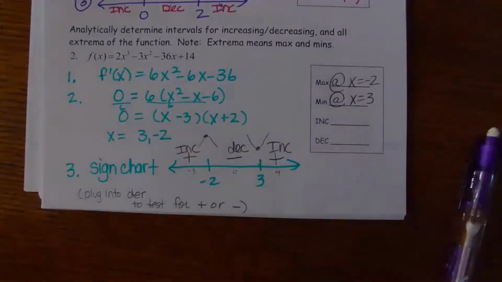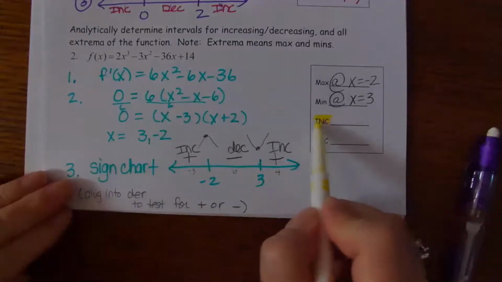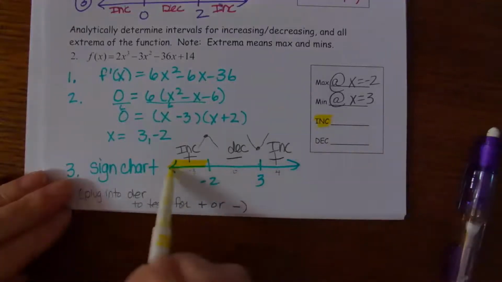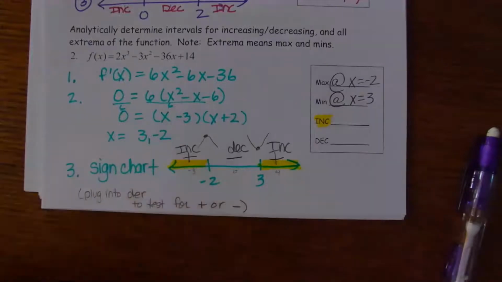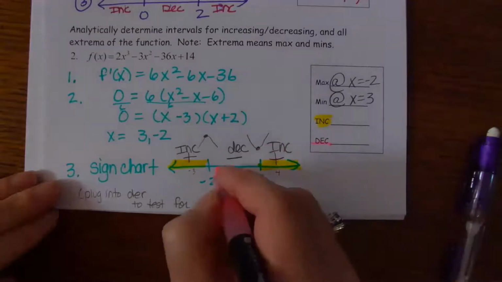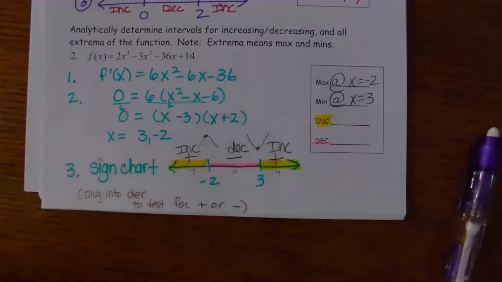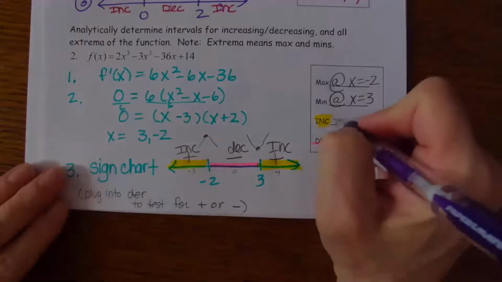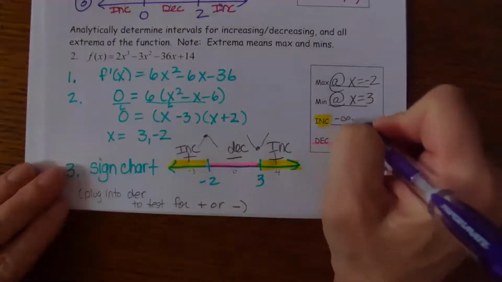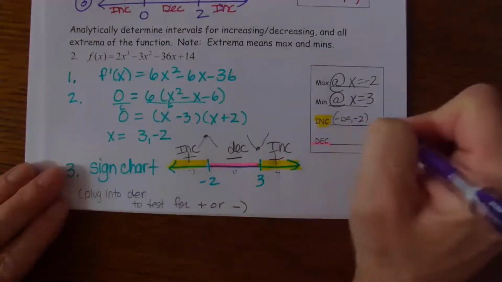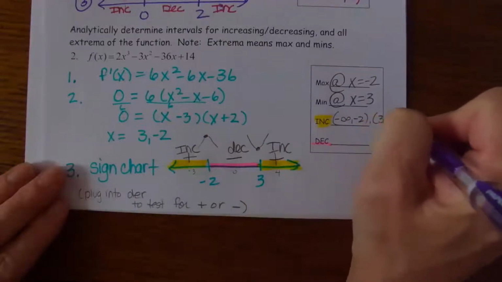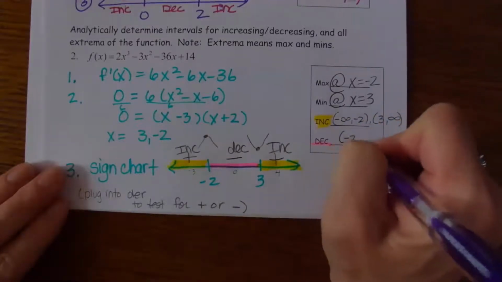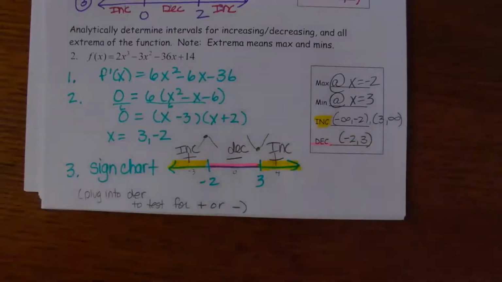Increasing, if you want a visual, it's always good to color those in, right? And decreasing. So that helps you write your interval notation. It's increasing from -infinity to -2 and 3 to infinity. And it's decreasing from -2 to 3. Any questions on the procedure so far?